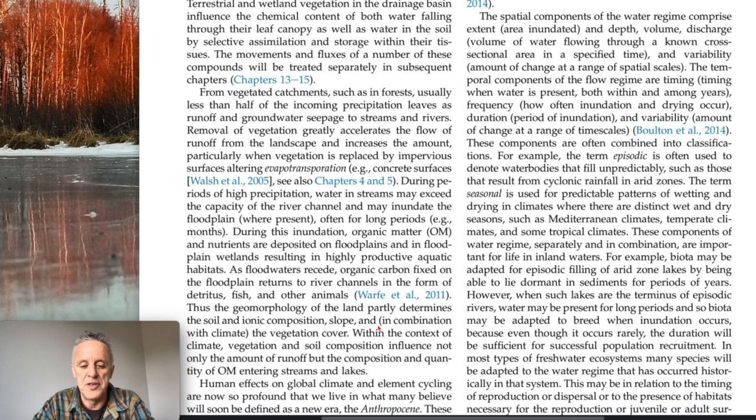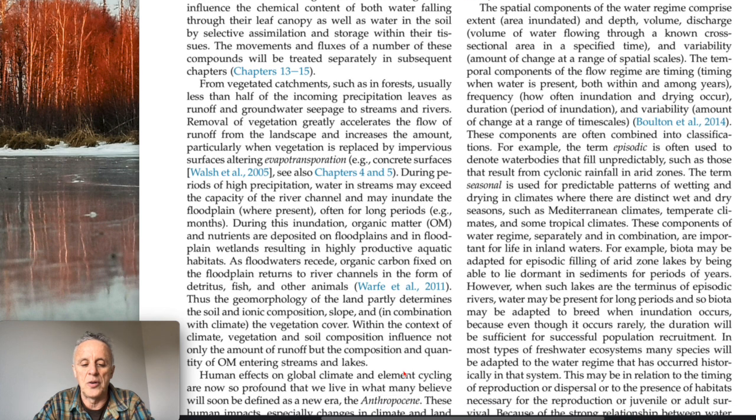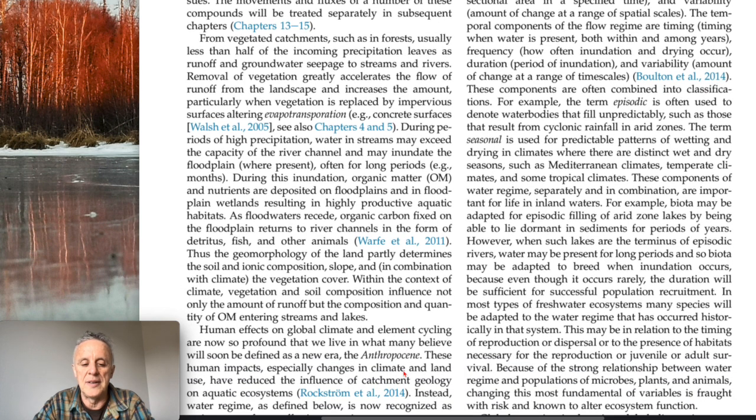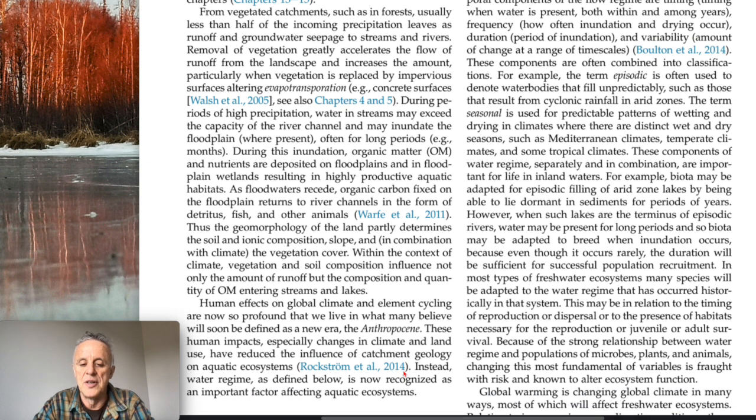Thus, the geomorphology of the land partly determines the soil and ionic composition, slope, and, in combination with climate, the vegetation cover. Within the context of climate, vegetation and soil composition influence not only the amount of runoff, but the composition and quantity of organic matter entering streams and lakes. Human effects on climate change and element cycling are now so profound that we live in what many believe will soon be defined as a new era, the Anthropocene.